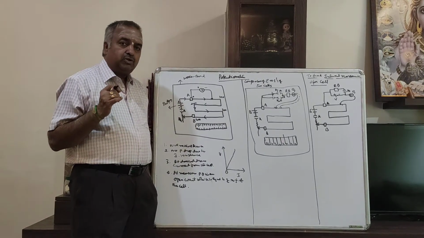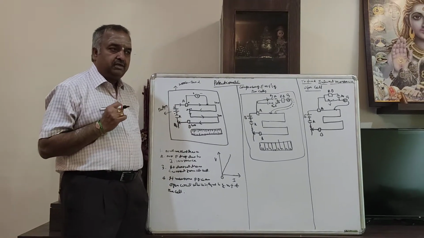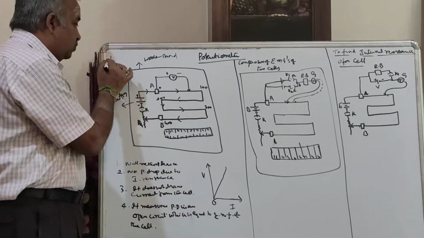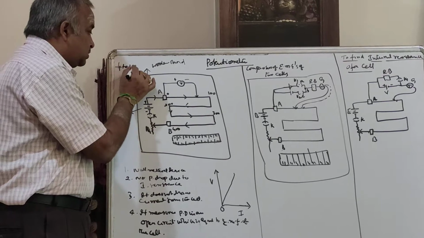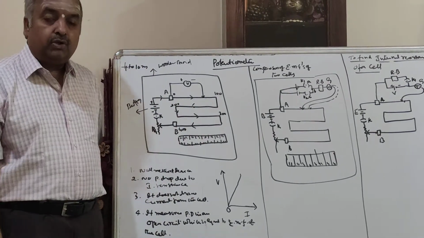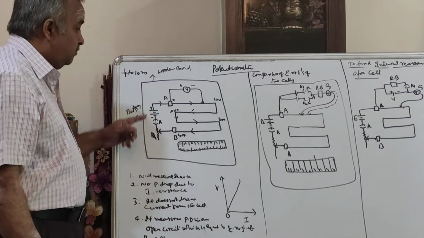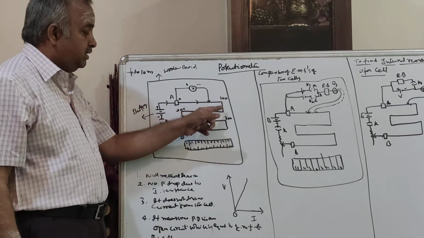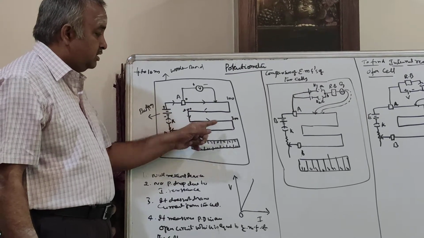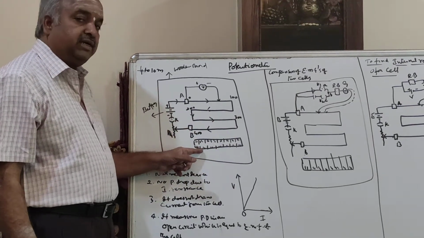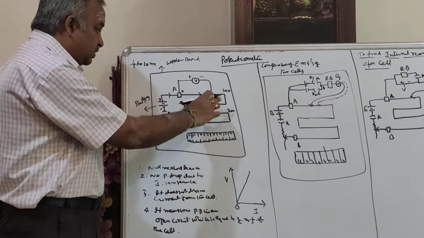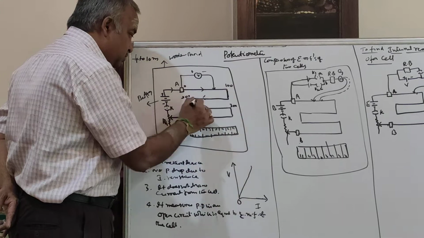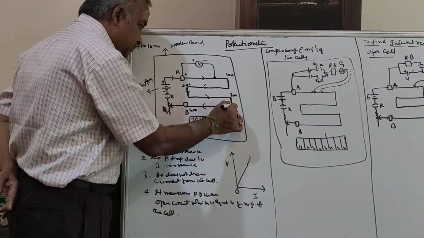What is the potentiometer? It consists of a 4 to 10 meters long wire, which is cut into 1 meter equal lengths. So 0 to 100 centimeters, 200 centimeters, 300 centimeters, 400 centimeters. This is the meter scale, and these are the connecting strips, which must be connected in series.